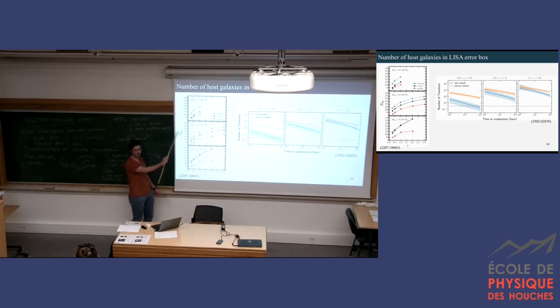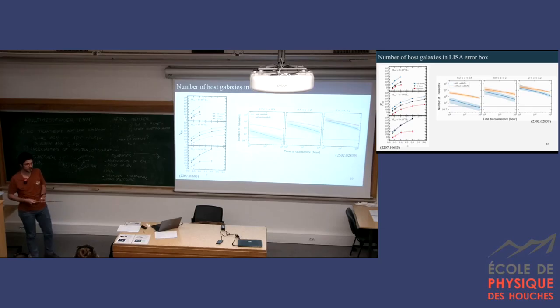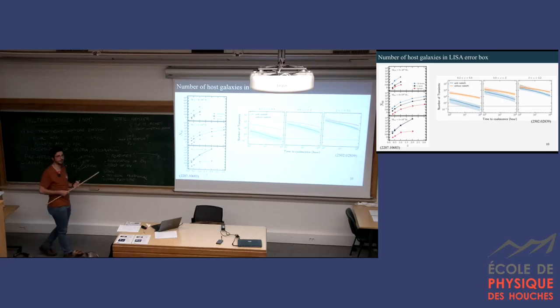These are average estimates, and the vertical lines you see here are the error bars. The typical sky localization provided by LISA still contains hundreds of galaxies, which means that identification is going to be very challenging.